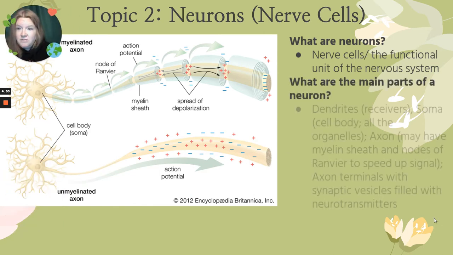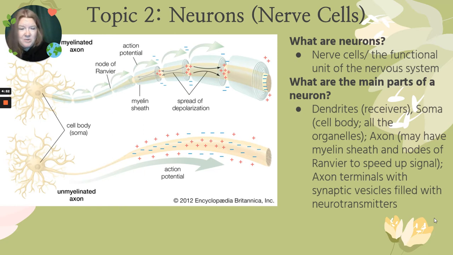What are the main parts of a neuron? So we have the dendrites, those are the receivers. We have the soma, that's another name for the cell body. We have the axon, that's the long part of the neuron, and it's going to carry the signal to the next neuron, and it may have a myelin sheath. Now, if it has a myelin sheath, it speeds up the connection.